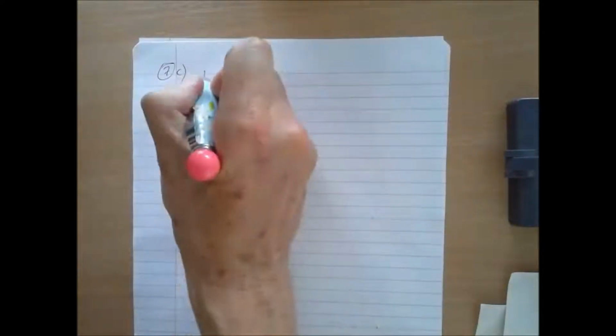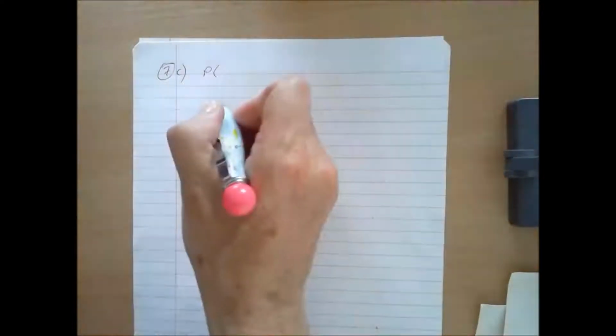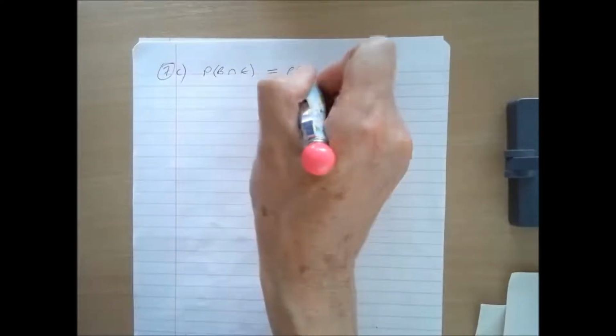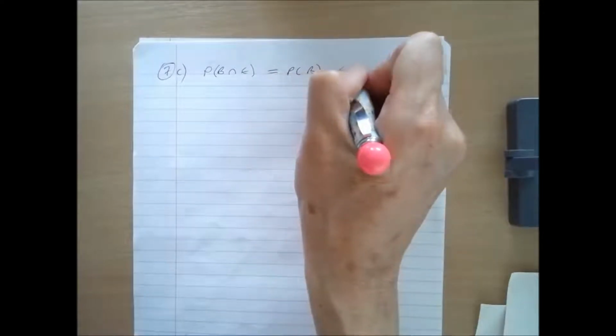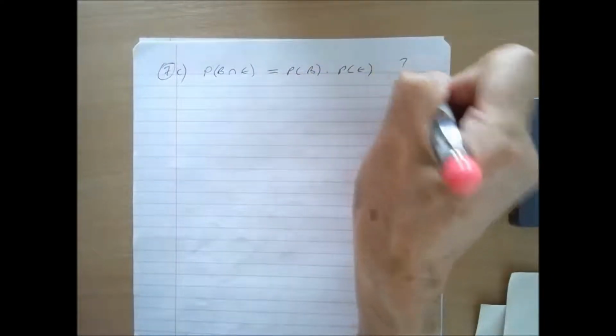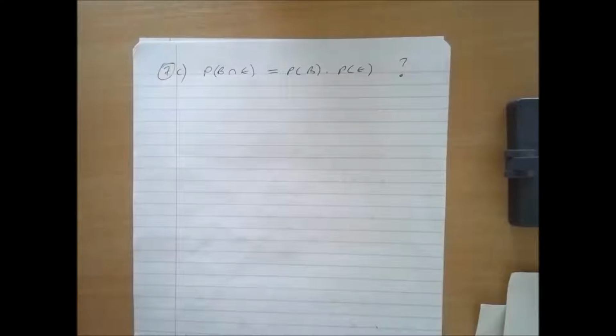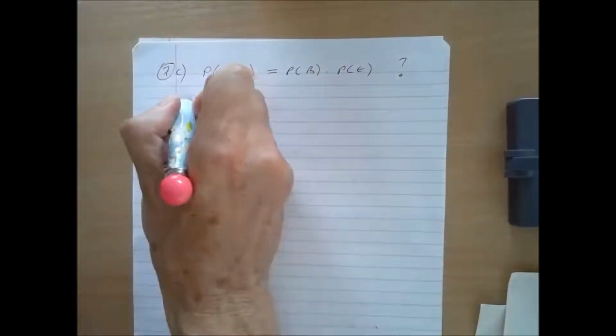So 7 part C, we're trying to find out whether eating breakfast and taking exercise are statistically independent. So in other words, whether the probability of eating breakfast and taking exercise is the same as the product of them. So that's the law of conditional probability. So if that's true, they're independent. If it's not true, they're not independent. So let's work it out.